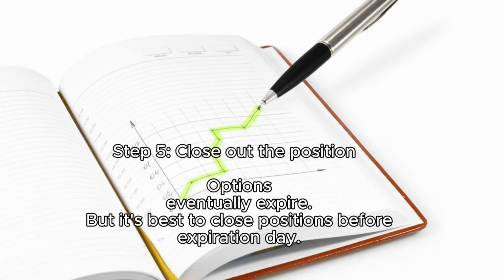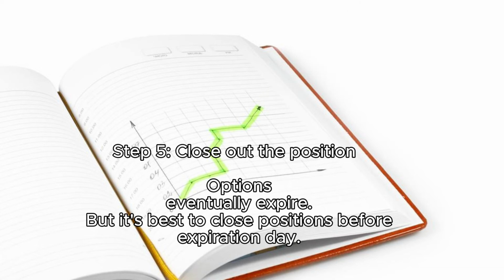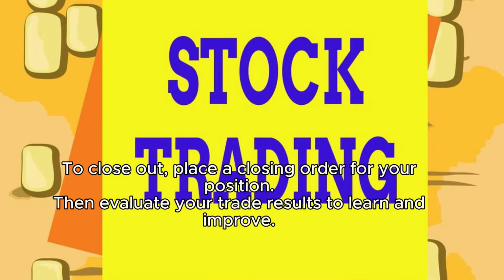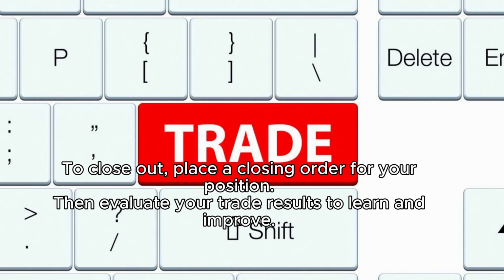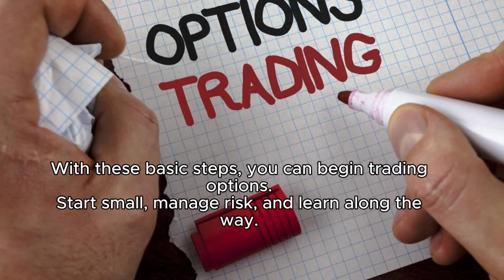Step 5. Close out the position. Options eventually expire, but it's best to close positions before expiration day. To close out, place a closing order for your position, then evaluate your trade results to learn and improve. With these basic steps, you can begin trading options. Start small, manage risk, and learn along the way.